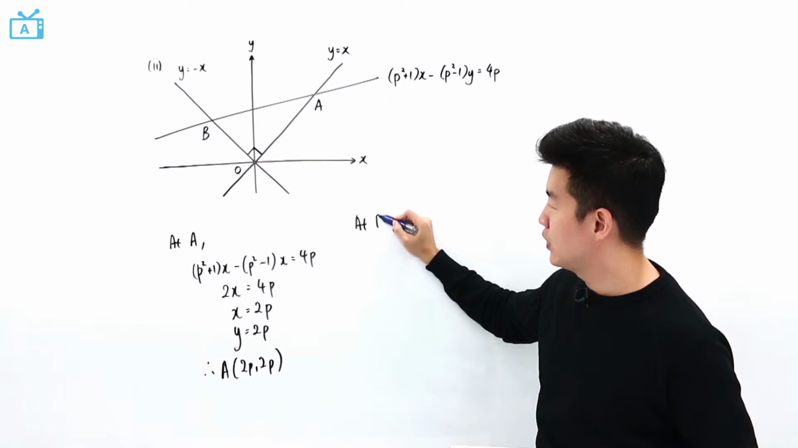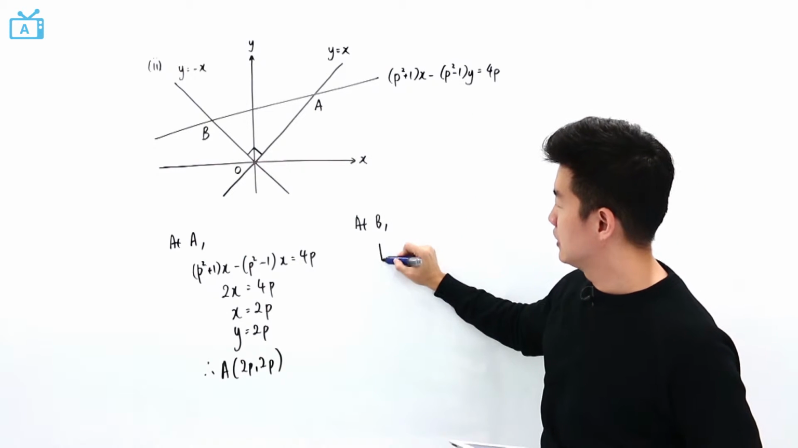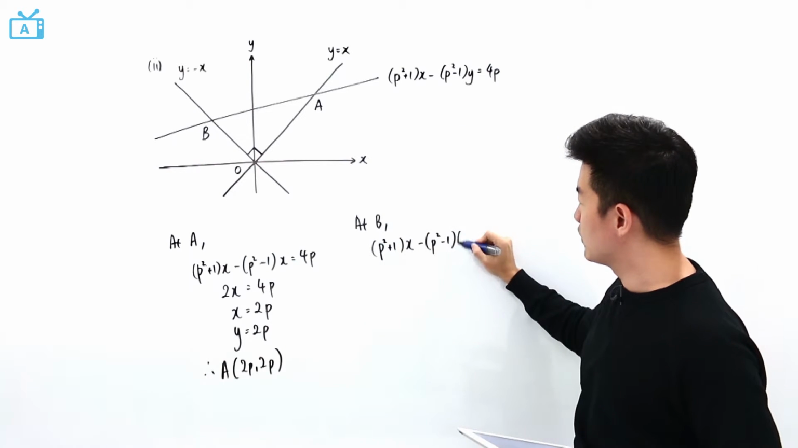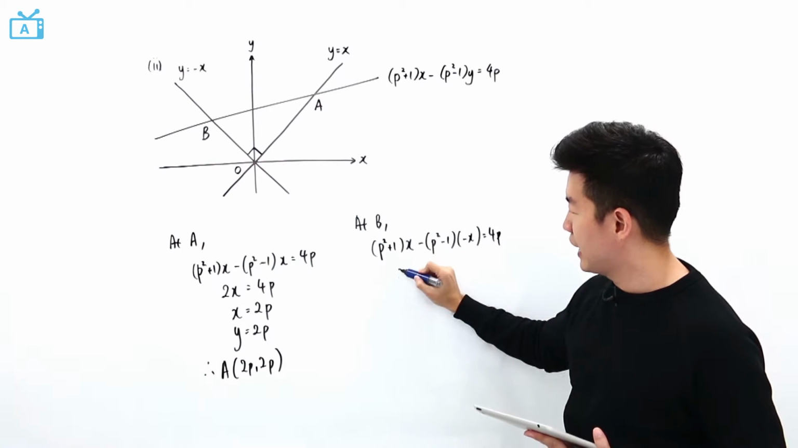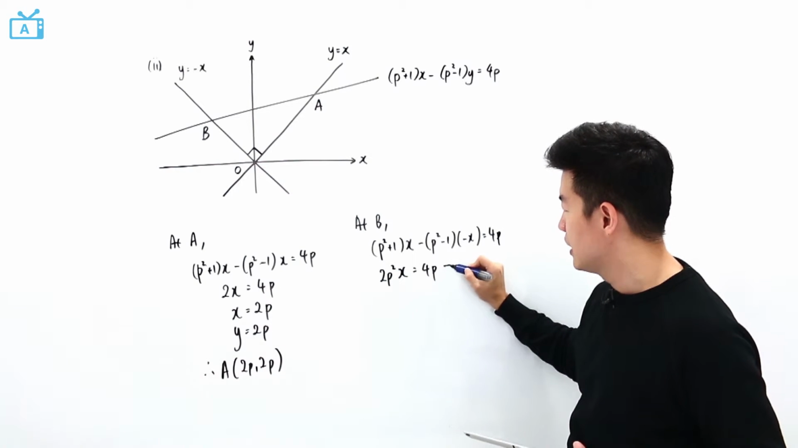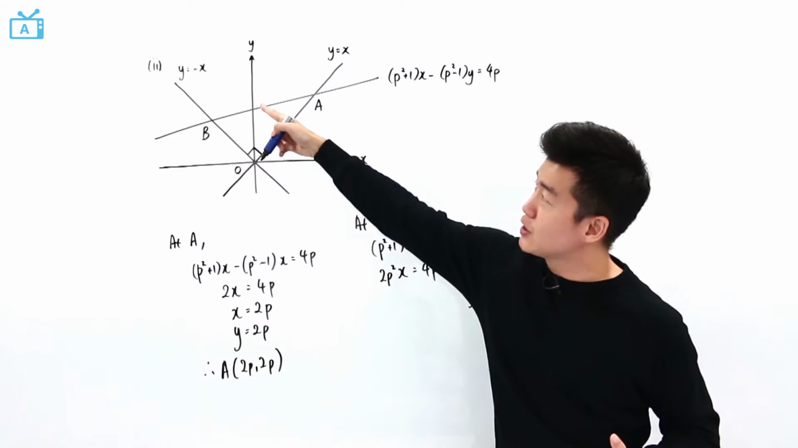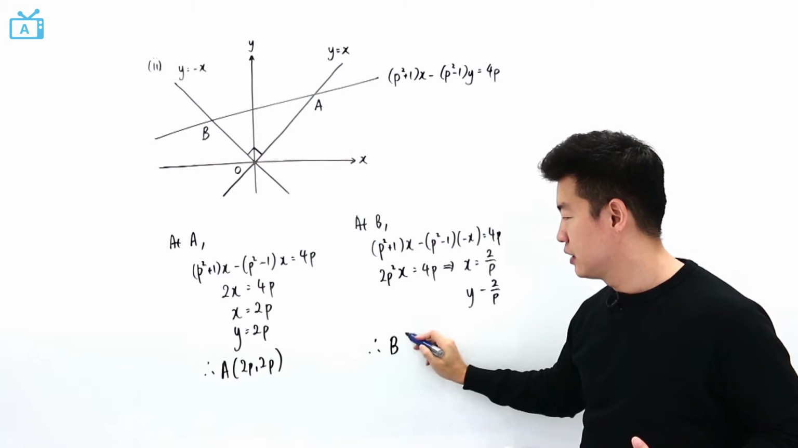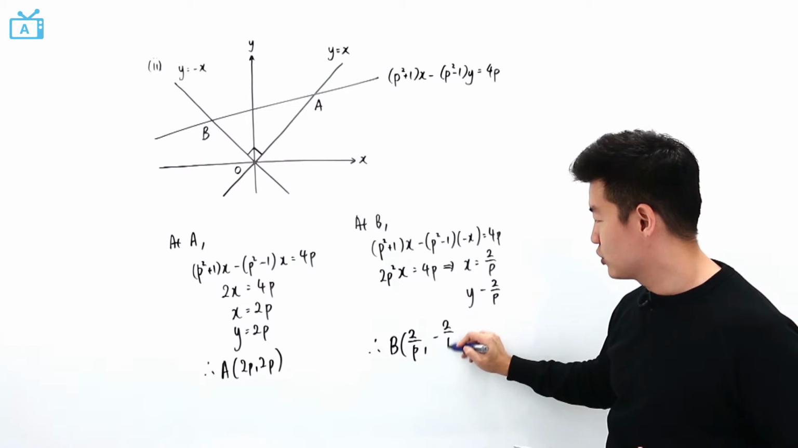And at point B, that is when y is equal to negative of x. So if I sub it into here, that means p squared plus 1 of x minus p squared minus 1 of y, which is minus x, is equal to 4p. And if I solve for x, what I'm going to get on the left hand side is 2p squared x is equal to 4p. So x is going to be equal to 2 over p. And y is equal to minus x, so y is minus 2 over p. So the coordinates of point B is going to be 2 over p and minus 2 over p.